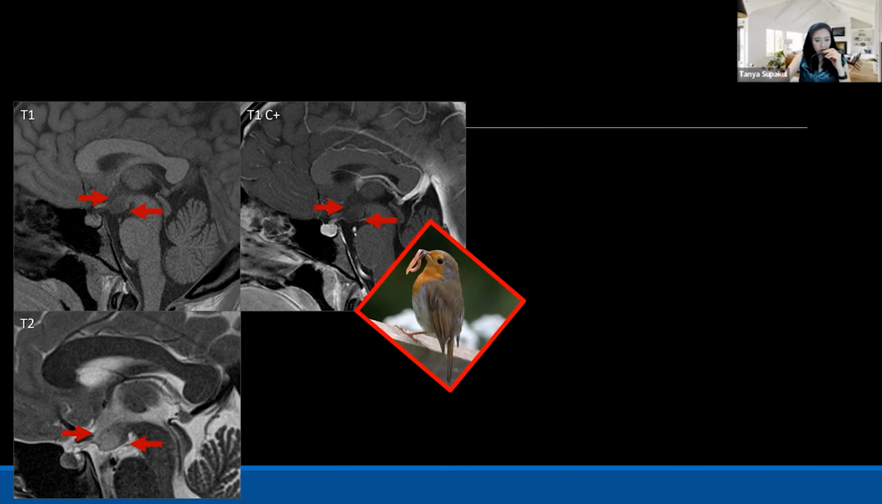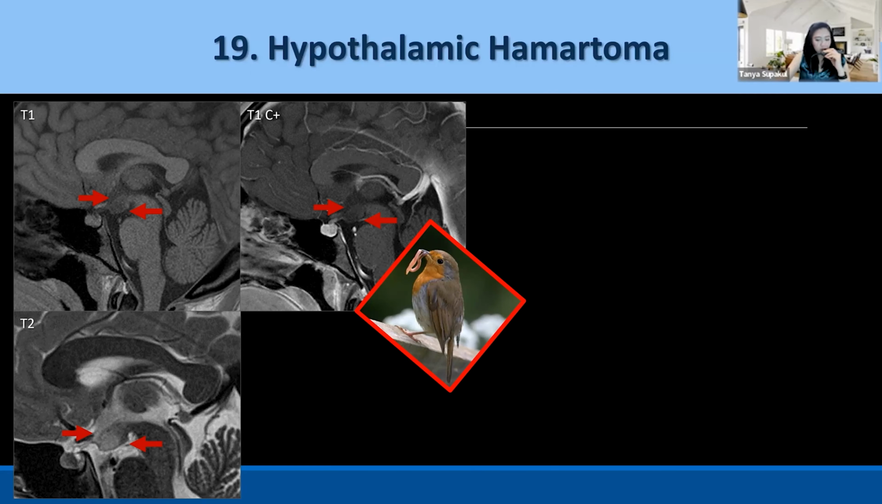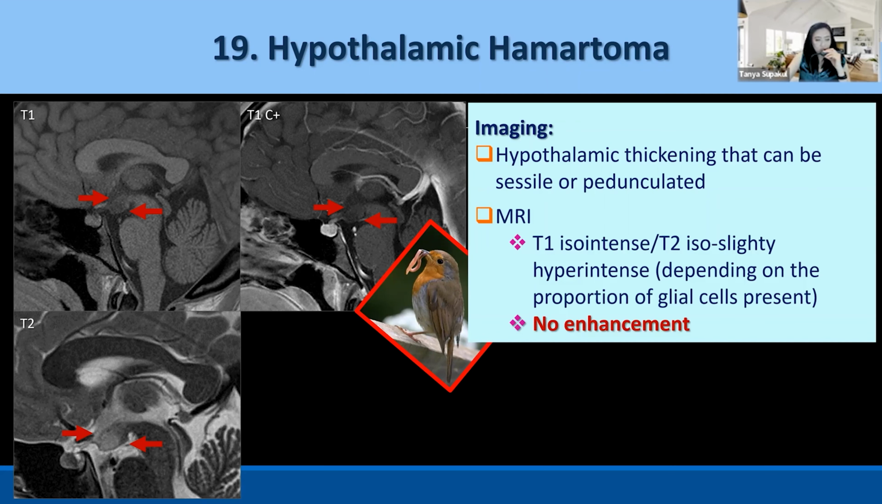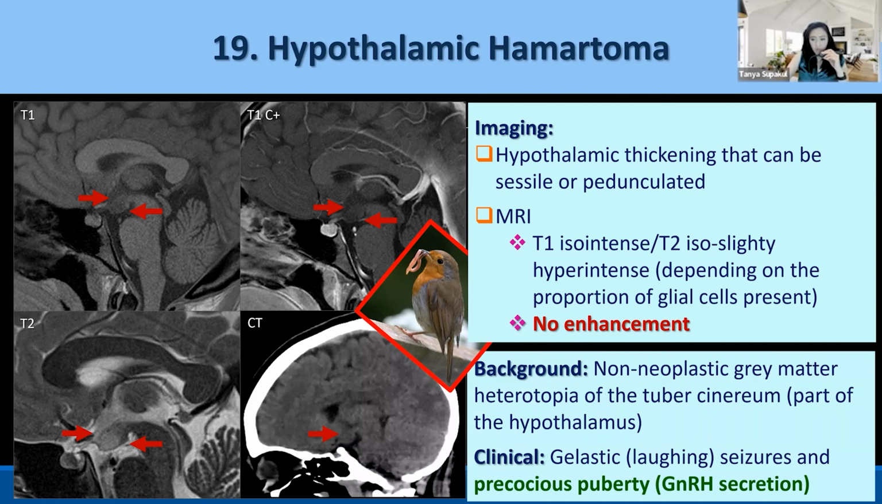So this one is like a bird eating something, with some food in its mouth. This is a hypothalamic hamartoma, which is non-neoplastic gray matter. The patient usually presents with 50% gelastic seizure and 50% precocious puberty. So the first thing you see here is no posterior gland. That's why you need to check further.